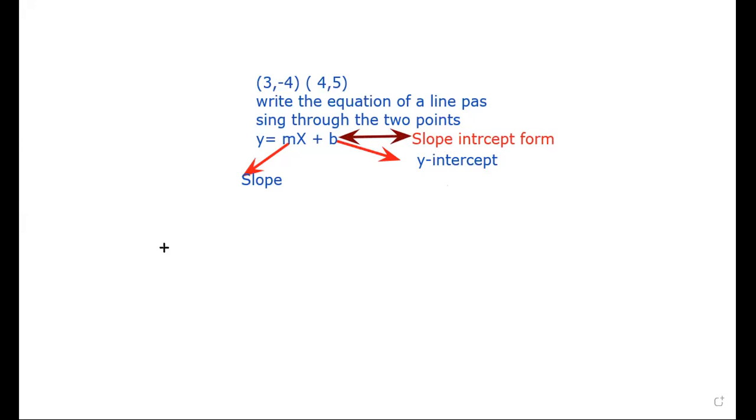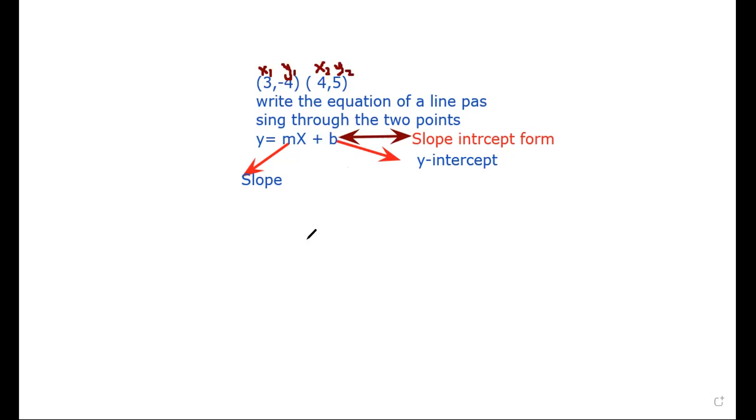So let's go back to the question. We want in this question to write the equation. As we said, we have two variables and we have to calculate them. Then we will first label the two ordered pairs. The first one is x1 and y1. And this one is x2 and y2.